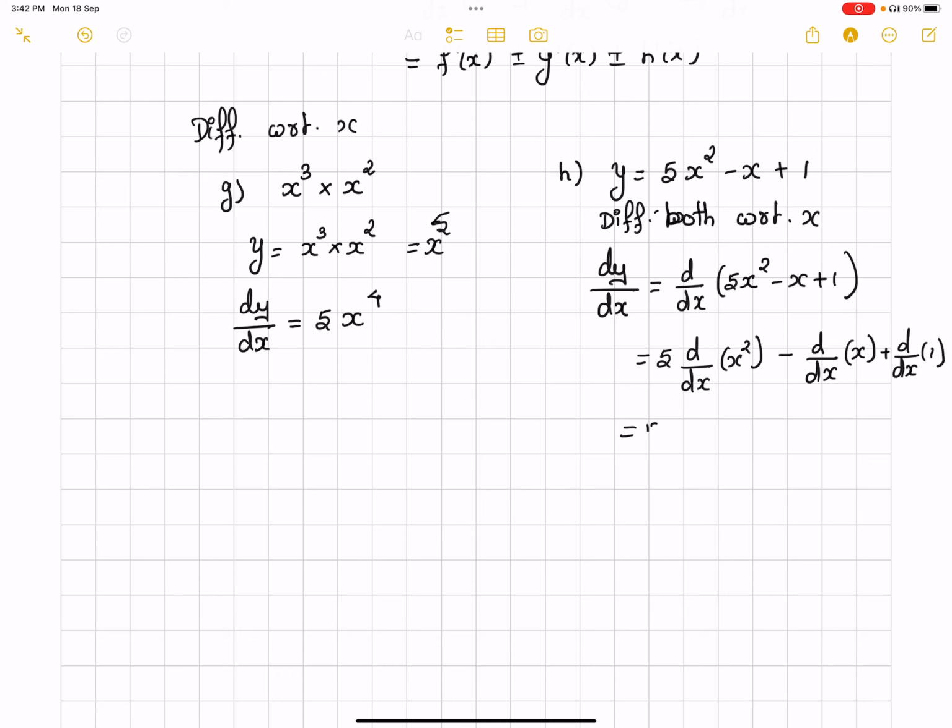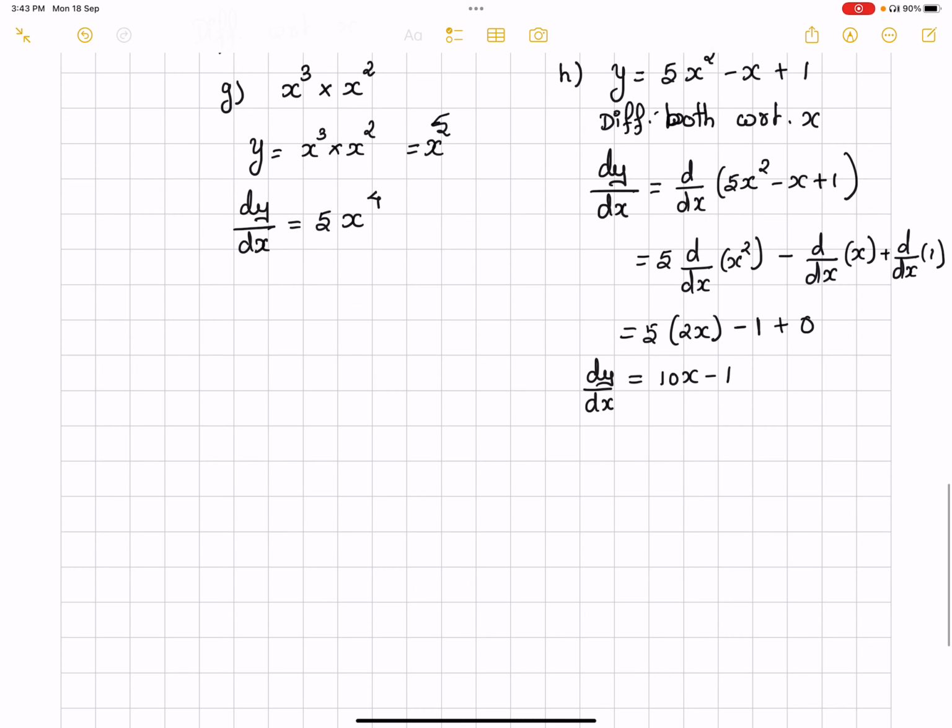Now 5 into 2x, when I differentiate x square. And then here when I differentiate x, it becomes 1. So minus 1. And the 1 is a constant. When I differentiate, I get 0. So the final answer is going to be 10x minus 1. That's my dy by dx. Hope you understood how to do this particular type of problem. Now one more problem we will do based on this, and then we will wind up with this type of problems.